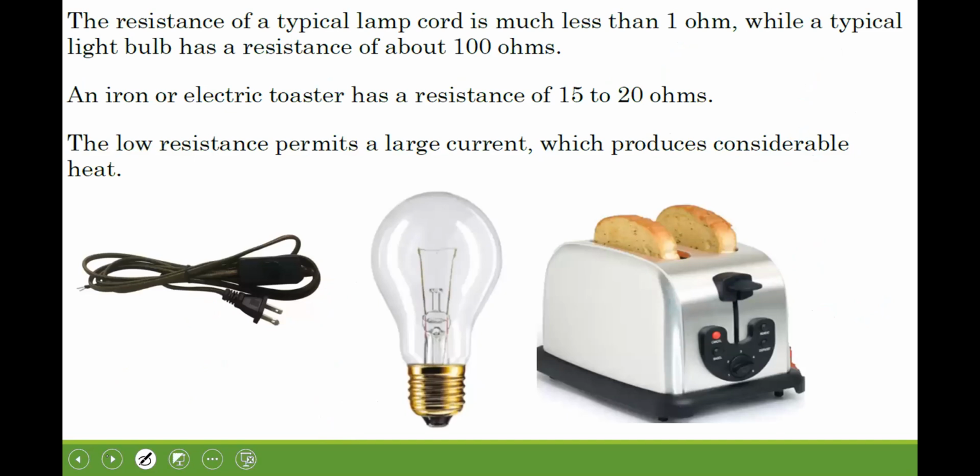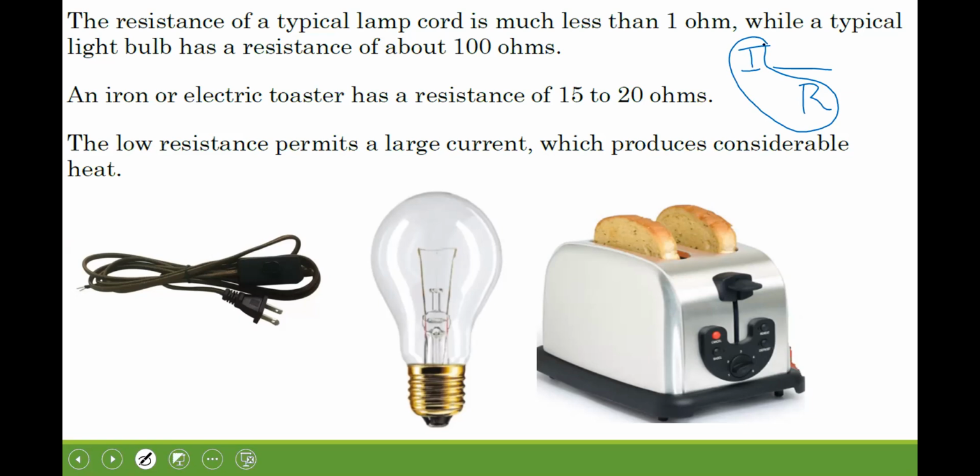Now, I told you that George Ohm made a relation between the current, the voltage, and the resistance. He said that if the potential difference is constant, let's see what the relation is between the current and the resistance. After his study, he found that they are inversely proportional.